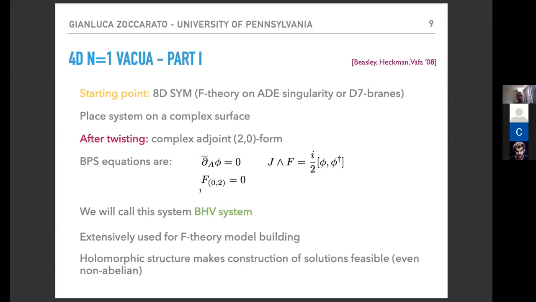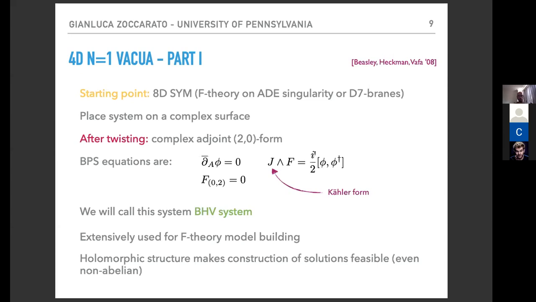And there is the non-primitive part of the curvature of the bundle, which is fixed in terms of the commutator of phi with itself. The J there is simply the Kähler form of the manifold. So this system, we will call in the following the BHV system, from the name of the authors. And this has been extensively used for F-theory model building in the past. It's a very nice system because you are talking about complex geometry inside. So it has a holomorphic structure that makes it particularly easy to build a solution even when you have non-abelian ones. What I mean by non-abelian is that this commutator does not vanish.